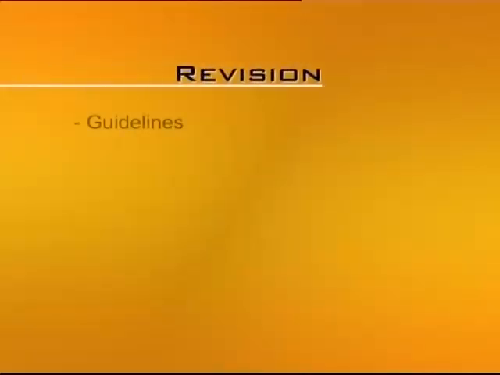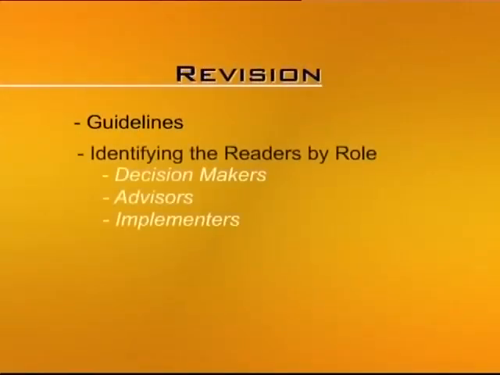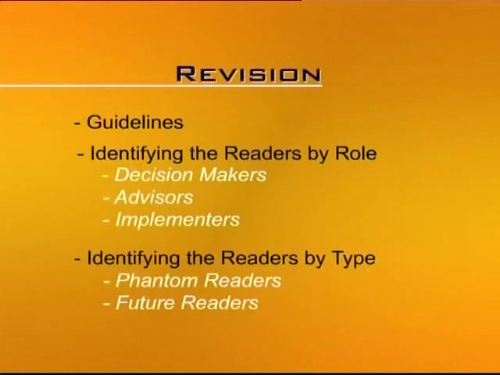So let's quickly have a look at all we talked about in terms of defining objectives. There are guidelines that you need to use in defining objectives, how to enable your readers to perform their tasks better, etc. You need to identify readers by their role type, whether they are decision makers, advisors, or implementers, and you need to identify the readers by what type of readers they are. Are they phantom readers or future readers?